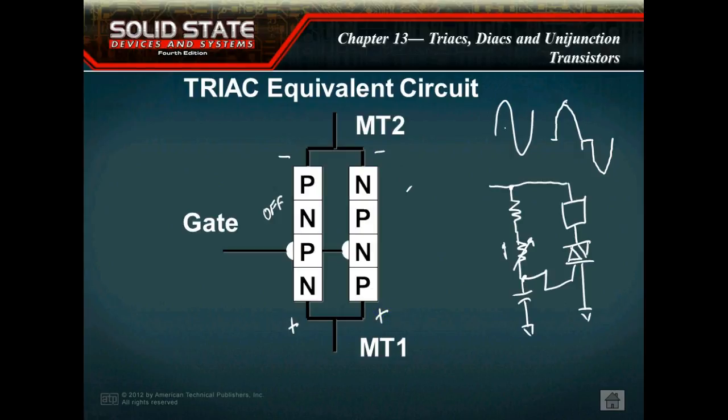What do I need to put on the gate to turn this guy on? What polarity do I need to put on this? Yeah, I got to put a negative over here. And then this guy right here would turn on, and then it would let the negative alternation through. Pretty neat little device.